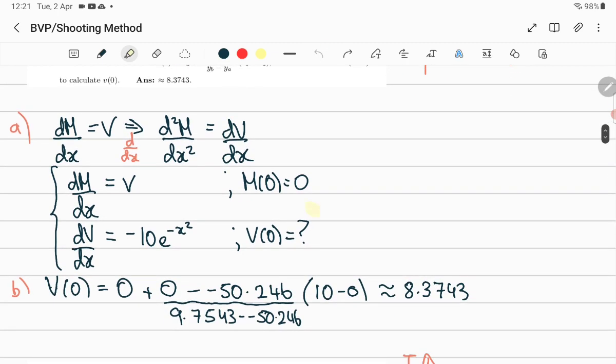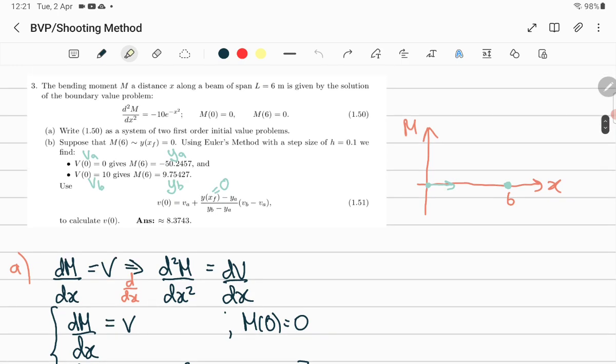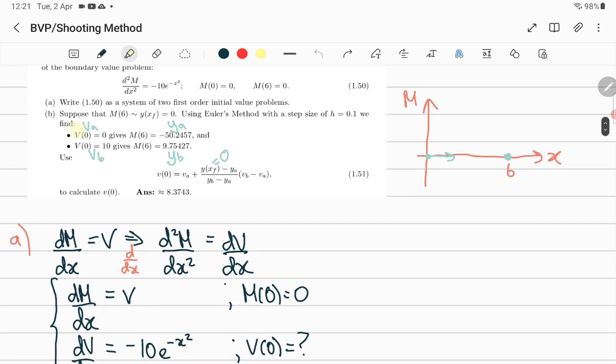So v of 0 is unknown. And then again, it gave us the 2 shots. Now the 0 here makes sense. So at x equals 0, the moment is 0, and at x equals 6, the moment is 0 as well. So shooting straight at it would correspond to a slope of 0. So that was a reasonable first guess here.